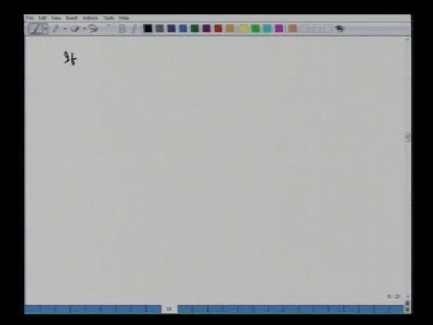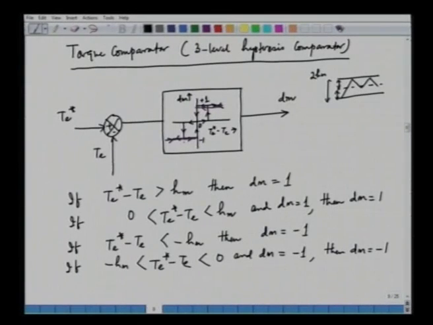If T star minus T e is greater than 0, is less than H m, and d m is equal to -1, then d m equal to 0. So, if we enter this part, say for example, we are travelling from -1 to 0, how does it happen? If earlier it was -1 and we are entering into this region, then the status will be equal to 0.